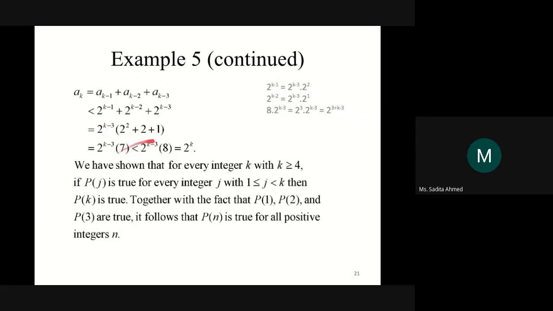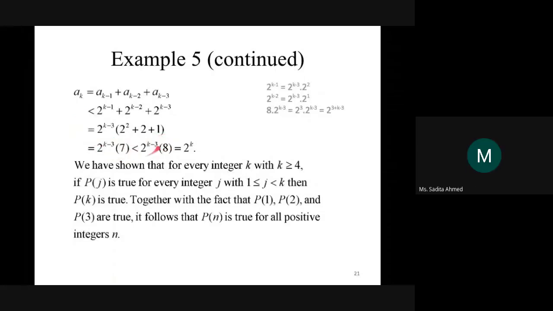because this term itself is less than this. In these two terms, 2 to the power of k minus 3 is the same. The only one that we changed, what did we change? We changed from 7 into 8. Which one is the greater value? 8 is the greater value. 7 is the lesser value. So this term will obviously be lesser than this term. Does that make sense?